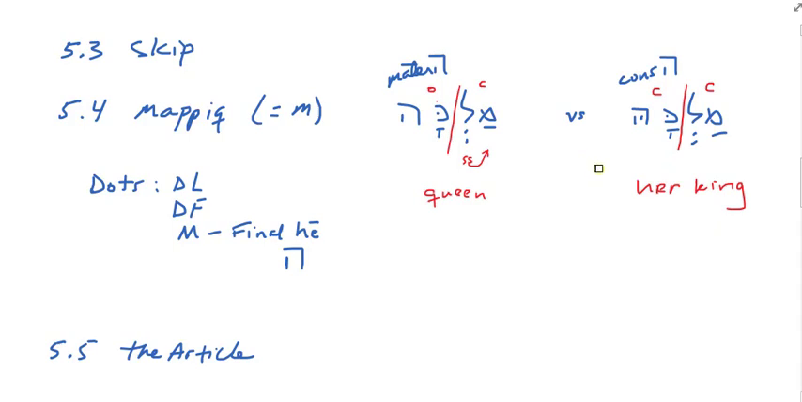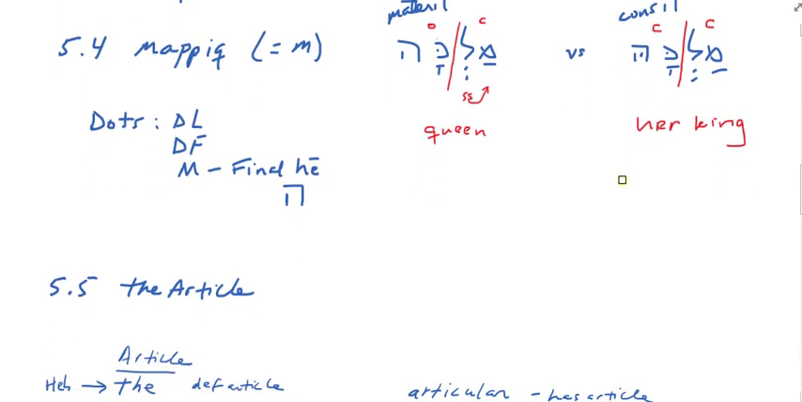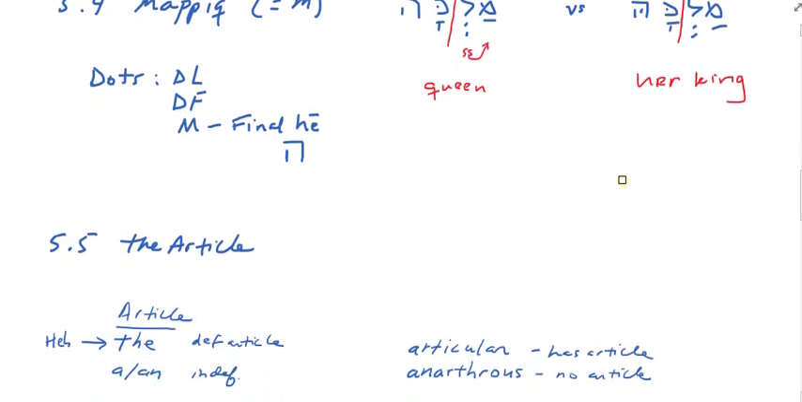Everything fine and dandy with that? Great. Now let's look at 5.5. In 5.5, we're introduced to the article. In English, we have two sorts of articles. What we call the definite article, which we represent in English with the word the. And then we also have what are called indefinite articles, which we represent with a or an.